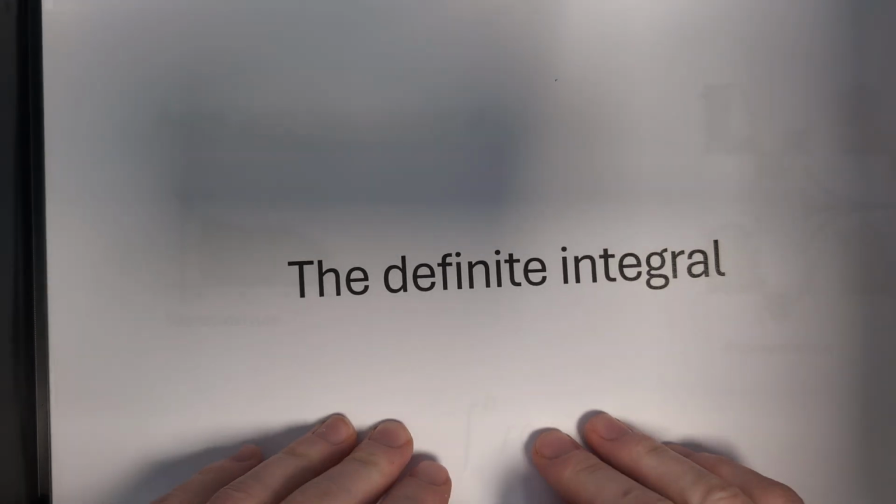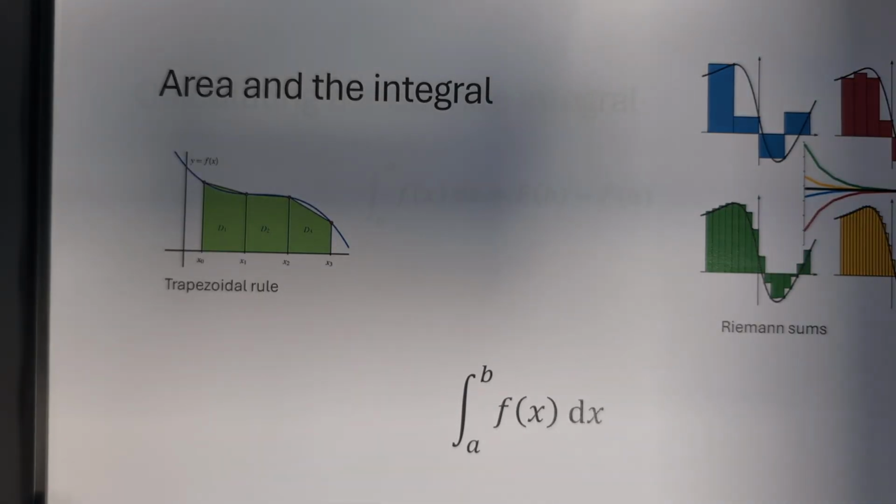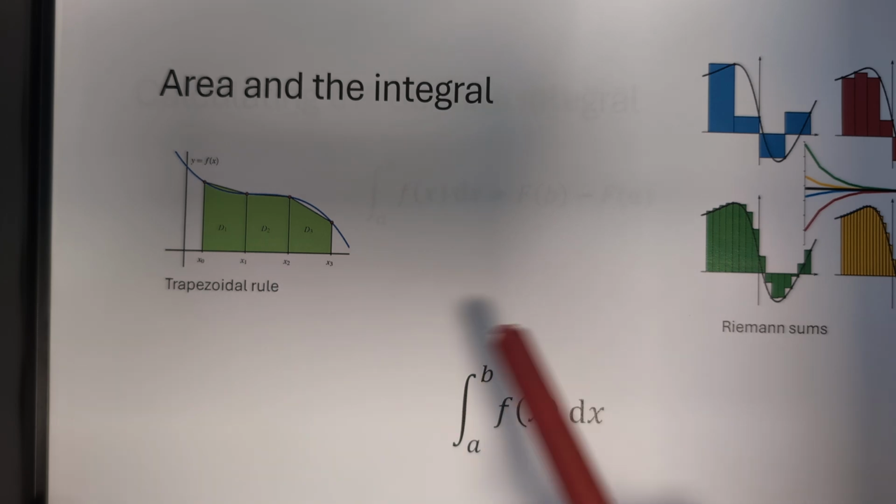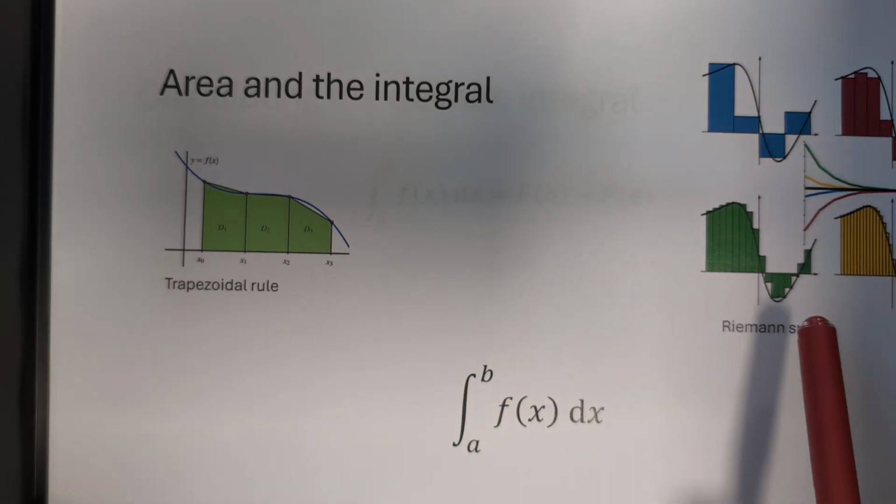We are now going to take a look at the definite integral. Here's a little bit about how the definite integral comes together and makes sense. In the end, it's relatively easy to do. These are different ways of approximating the area underneath of a curve.